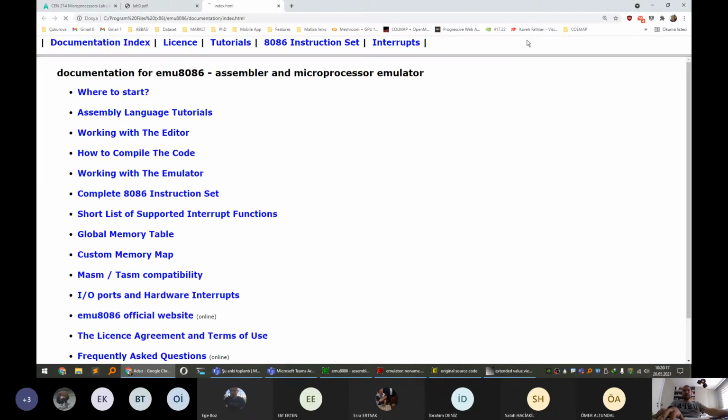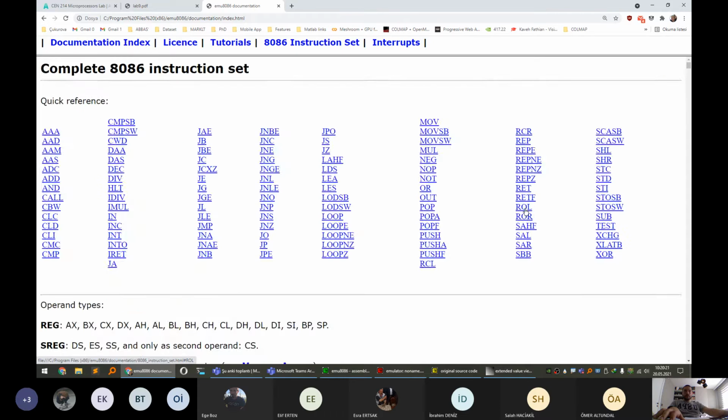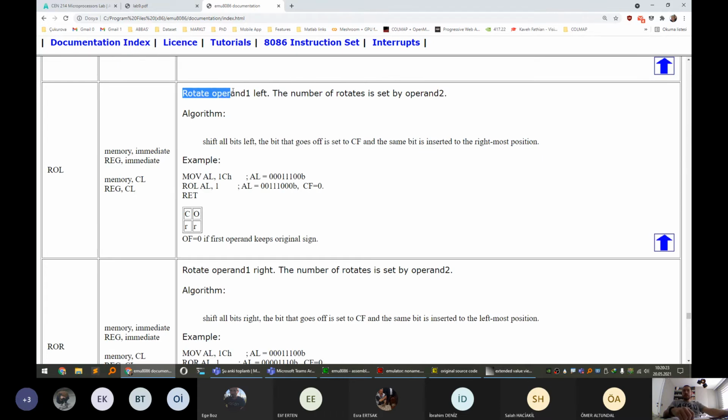Let's open the help if there is anything we didn't mention. Rotate left, rotate operand 1 left. The number of rotates is set by the operand 2. Operands can be memory immediate, register immediate, memory CL, register CL, like shift. Rotate is no different than shift in parameter operand. The algorithm is shift all bits left. The bit that goes off is set to carry flag, and the same bit, the important thing is here, the same bit is inserted in the rightmost position or the least significant bit.